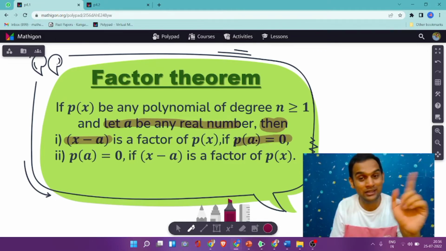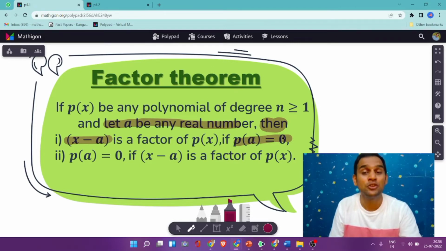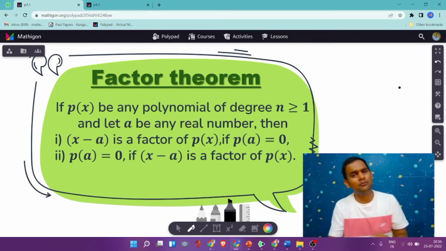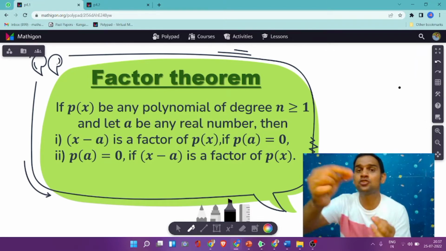That means if the remainder, P of A, is 0, then x minus A will be a factor. Now, in mathematics, whenever we have a theorem, we also try to look at its converse.